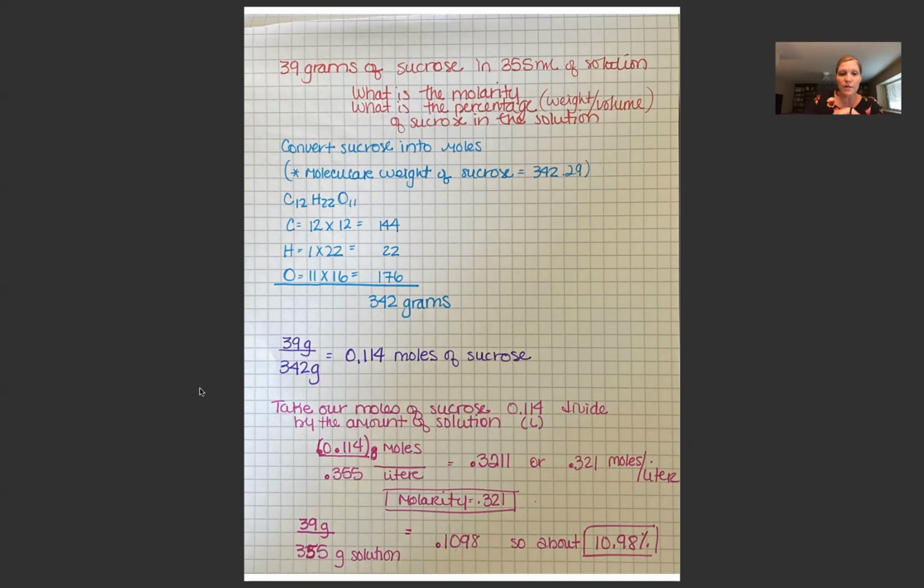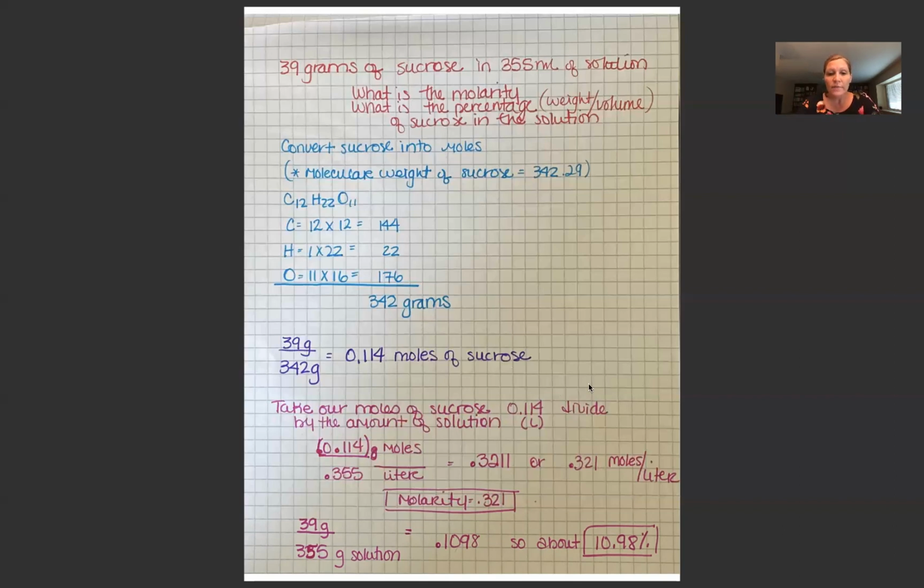So we know we have 39 grams. So we're going to take 39 grams and we're going to divide it by what a mole is, which is 342 grams. And if we do that, we get 0.114 moles of sucrose within this solution. So now we have to figure out what the molarity is. So we have our moles, we know what we have in that solution.